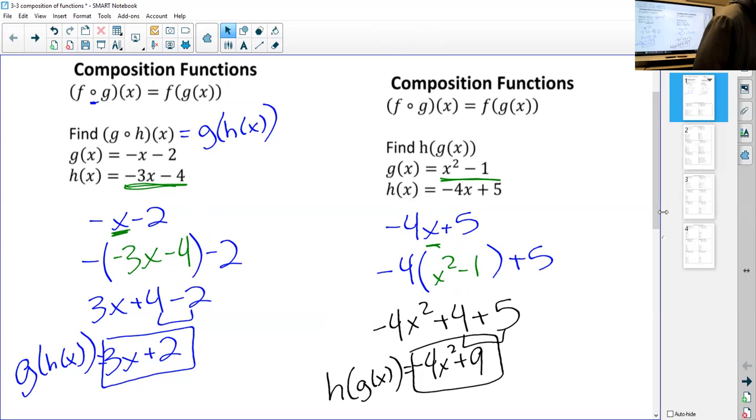so you don't make silly mistakes. So try them out, and then we will come back tomorrow and we will see how we can solve for individual values using the same concept.